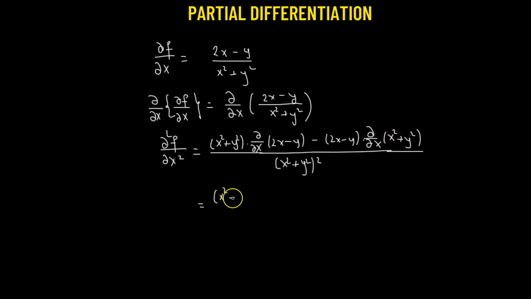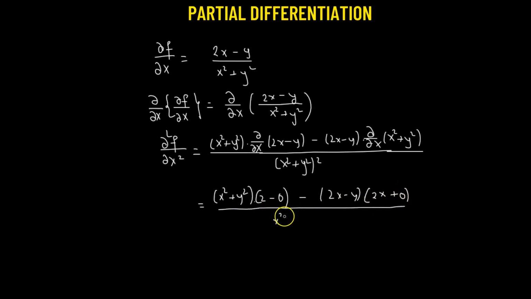This will be equal to x squared plus y squared multiplied by the partial derivative of 2x with respect to x, so that's simply 2, minus the partial of y with respect to x, which will be 0 because y is a constant, minus 2x minus y times the partial of x squared, which will be 2x, plus the partial of y squared, which will be 0, divided by x squared plus y squared whole squared, which is 2 times x squared plus 2 times y squared minus, so 2x times 2x will be 4x squared, positive y times, so this will be 2xy, whole thing divided by x squared plus y squared whole squared.